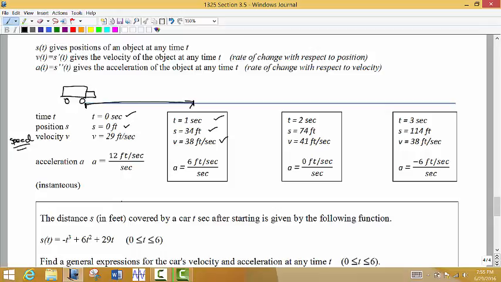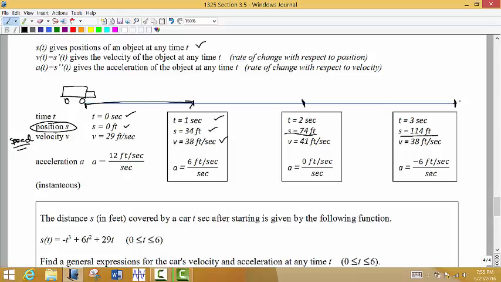Okay, so we're given a function. I'm going to come back up here to the top. We're given a function s of t for all of these that gives position. So this is telling me how far I've moved. So it gives me the position of an object at any time. So here we have s equals 0 feet, and then we've gone 34 feet, and then here we've gone 74 feet, and then here we've gone 114 feet. So let's say right there. Okay, so it tells me how far I've traveled, so kind of like the distance.